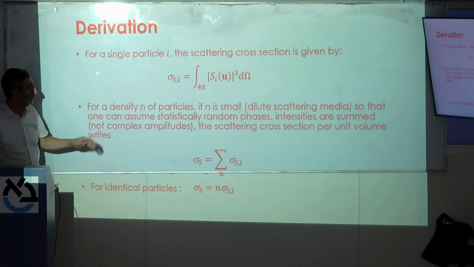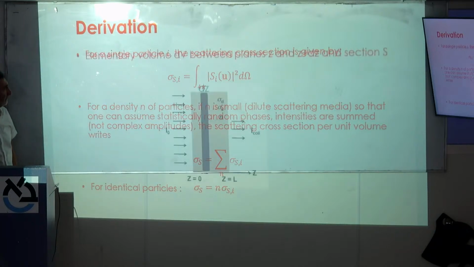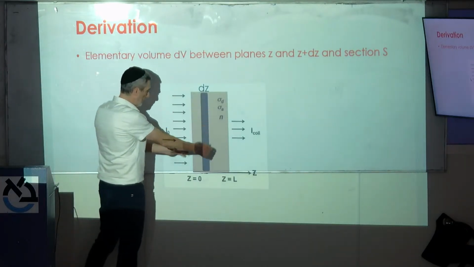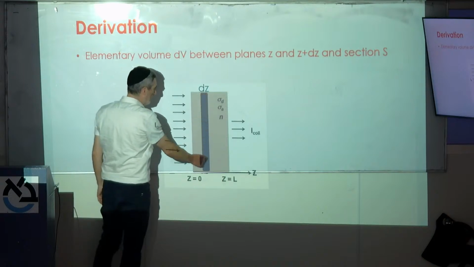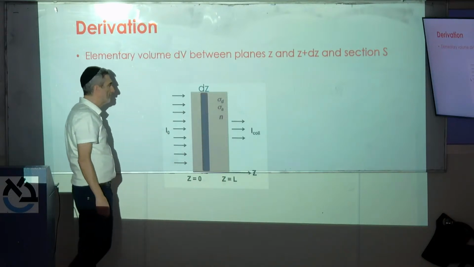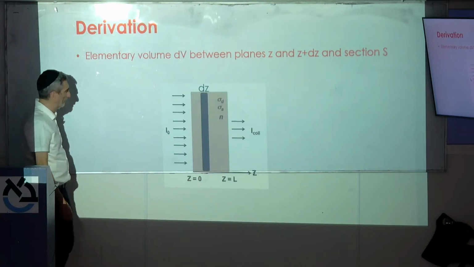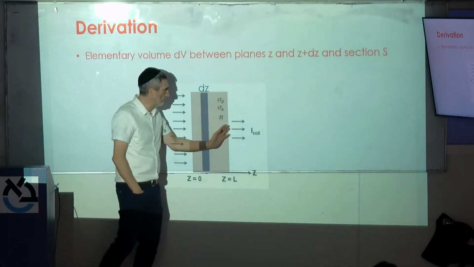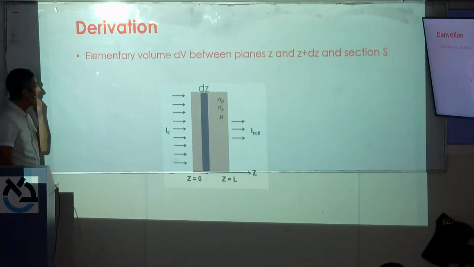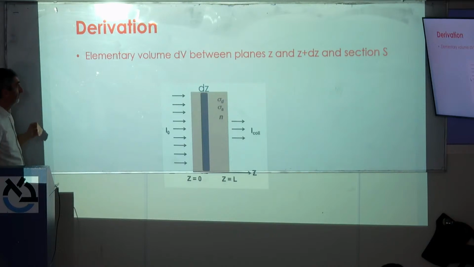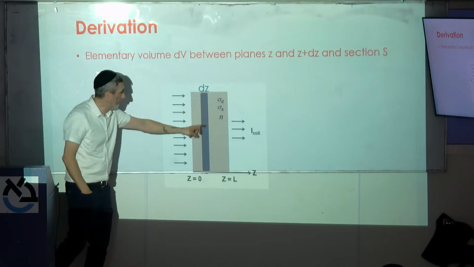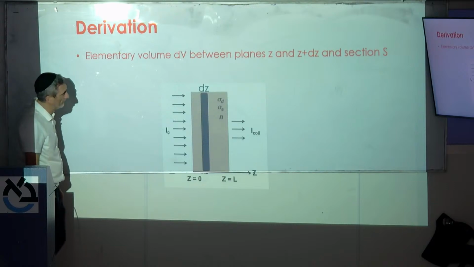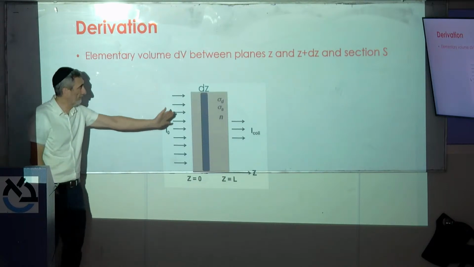So how do we derive the Beer-Lambert expression based on that? Let's take our scattering medium here, of size L. We take a slab of thickness dz. The z-axis is this axis here. We have an incident wave I0 and the collimated wave I at the output. We have the scattering by this elementary volume dV between plane z and z plus dz, and the section is S.